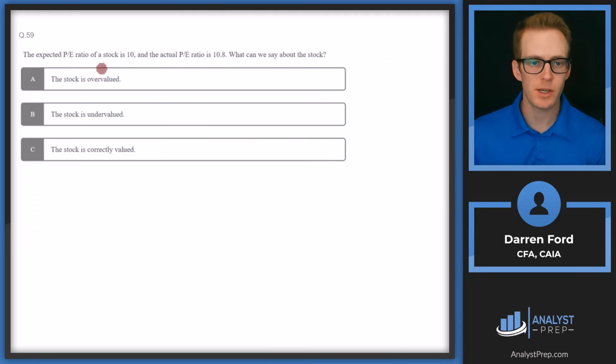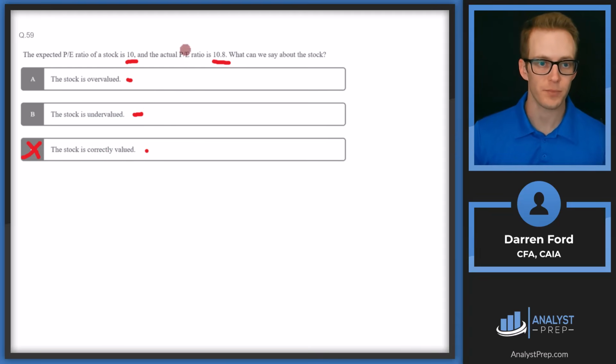The expected PE ratio of a stock is 10 and the actual PE ratio is 10.8. What can we say about the stock? The stock is overvalued, the stock is undervalued, or the stock is correctly valued. Well, we know it's not correctly valued because the expected PE is 10 and the actual is 10.8. So since those don't line up, we would say that we don't believe the stock is correctly valued. So is it overvalued or is it undervalued?